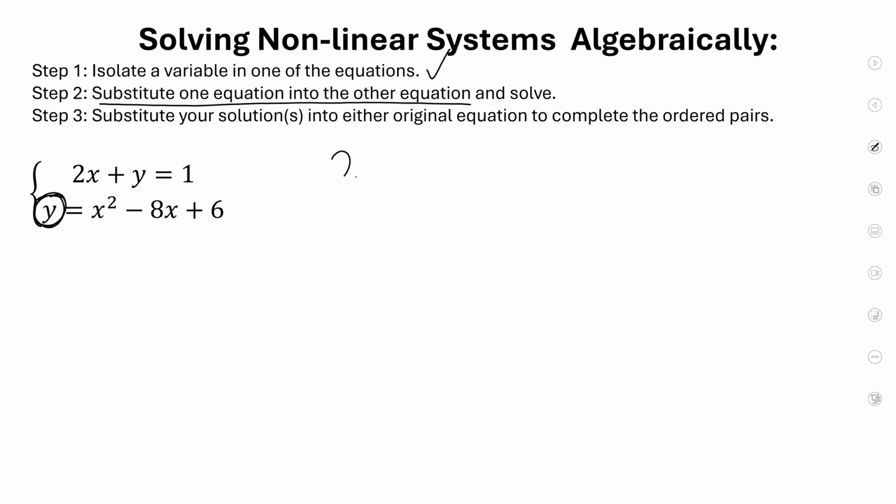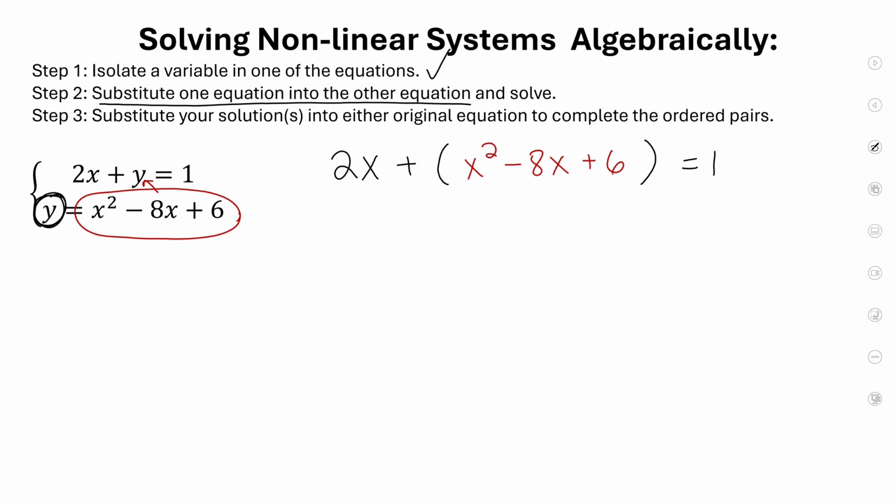I'm going to write 2x plus, I'm not going to write y, equals 1. I'm going to put this equation where the y is. x squared minus 8x plus 6. Now we're going to solve. Is that okay so far? This equation has a y in it, and this equation is telling me that y is all of this. So I just put that into the equation. Okay, now we're going to solve.